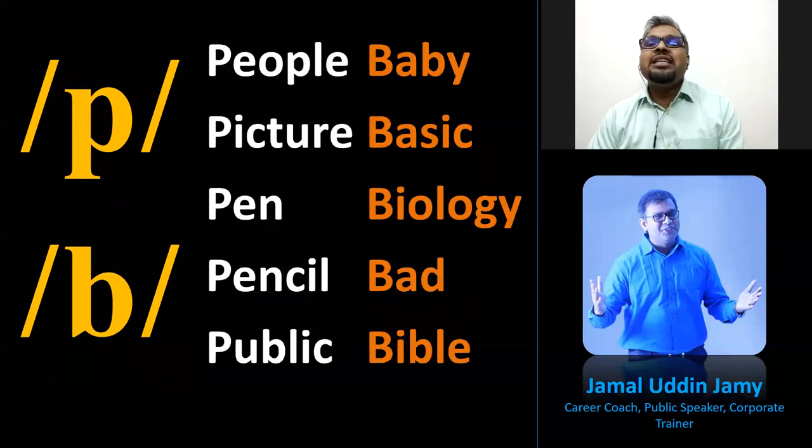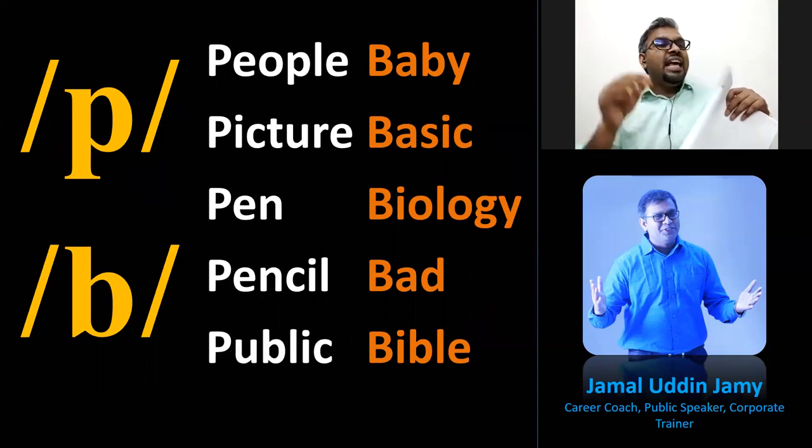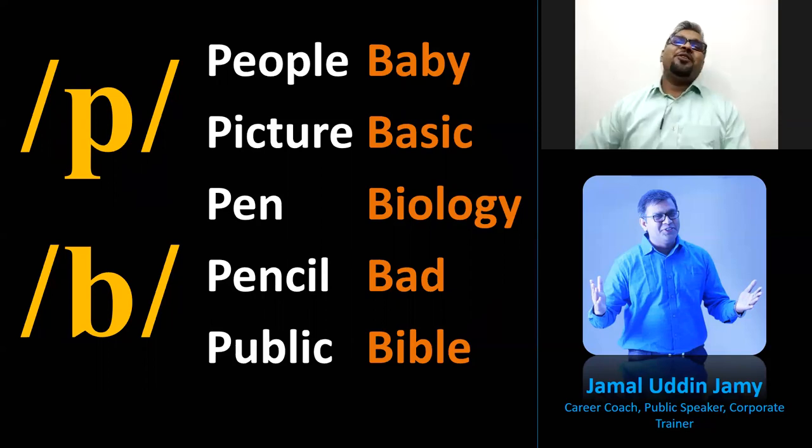Let's practice with some examples as well. People, picture, pen, pencil, public. If you have a candle and you pronounce these words, your candle should be put out like this. See? The page will be moved. Each time I pronounce a word, the paper moves. But not like this. People, pen, pencil. No, not like that, okay? So don't be idiots, yeah. People, picture, pen, pencil, public.